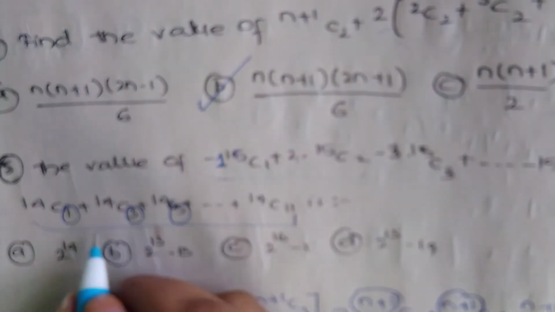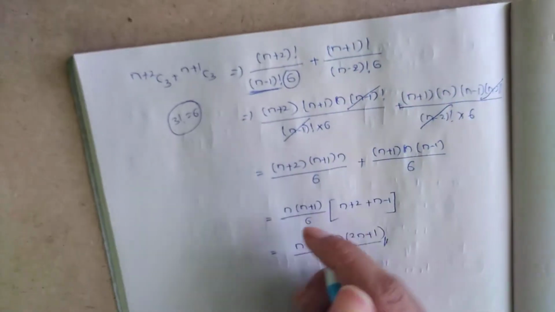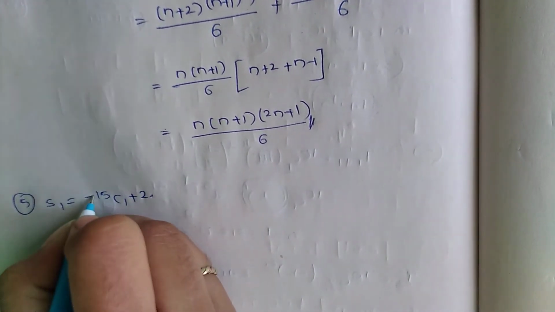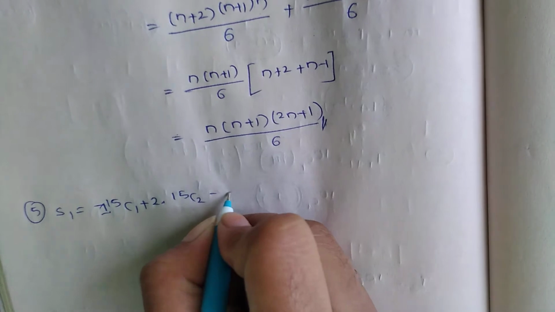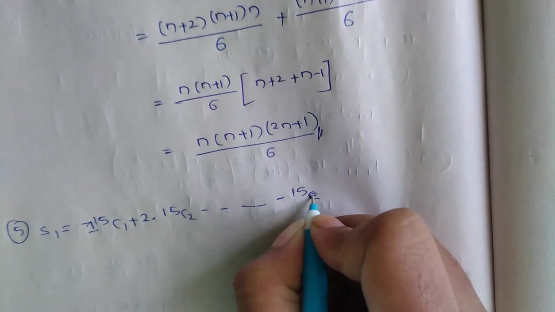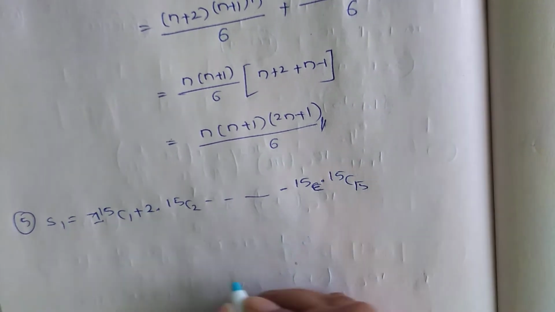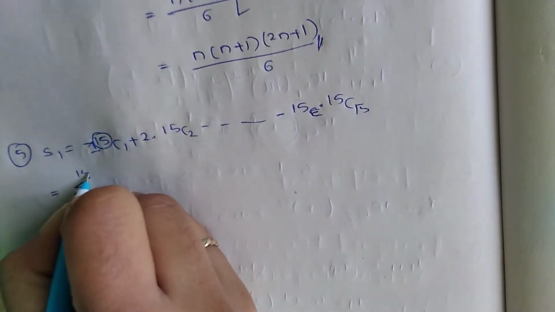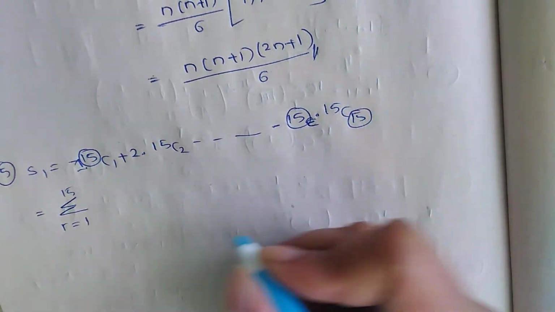These all are of the same model. If you observe, these are also the same model. Why? We are getting odds here. So I'm taking it as two sets. Set 1 is 1 into 15C1, 2 into 15C2, minus, so on up to 15, which is odd, so it will be negative 15 into 15C15. Yes or no? If you want to write a general term, how can you write the summation? r equals 1 to 15.